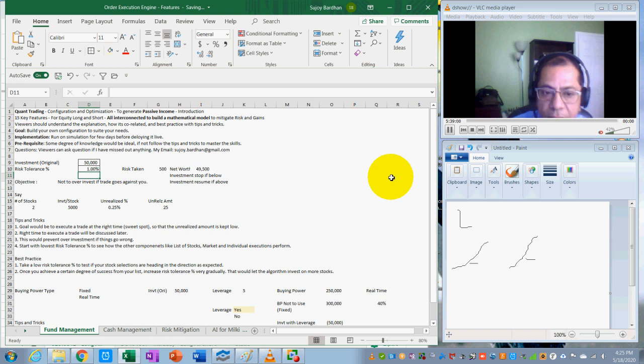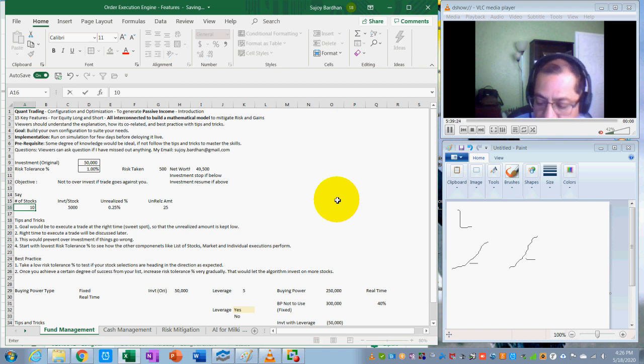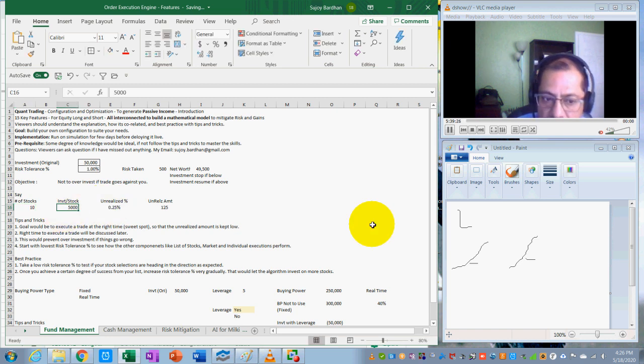So in that case, you're saying that okay, I'll take a risk of 1%, which means $500. That means my net worth, if it goes below 49,500, I'm going to stop new investments. But again, with this $50,000, say for example, you have 10 stocks at probably $10,000 each.